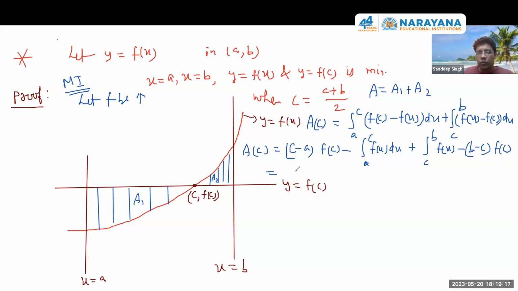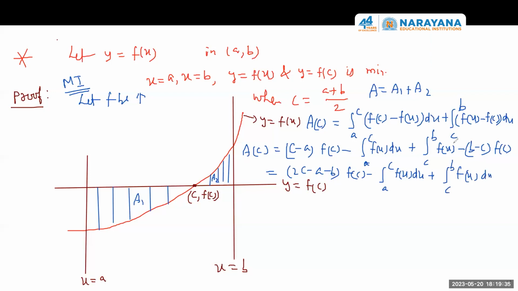So this will be how much? 2c minus a minus b into f of c. First and last term I have combined, taking f(c) common. Tell me, beta, all of you understood this? Keep writing dx also, f(x) dx.